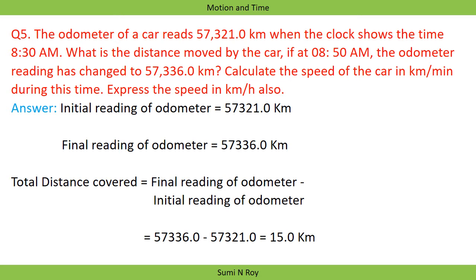So firstly we have to find the initial reading of the odometer. We know that when the car has started, the reading was 57,321 km. So this is the initial reading, means the first reading. Then after traveling some distance, the final reading of the odometer is 57,336 kilometers. So what is the distance covered? Distance covered will be the final reading of the odometer minus initial reading of the odometer. So after calculating, we get it as 15 kilometers. So 15 kilometers the car has traveled. Now next part.